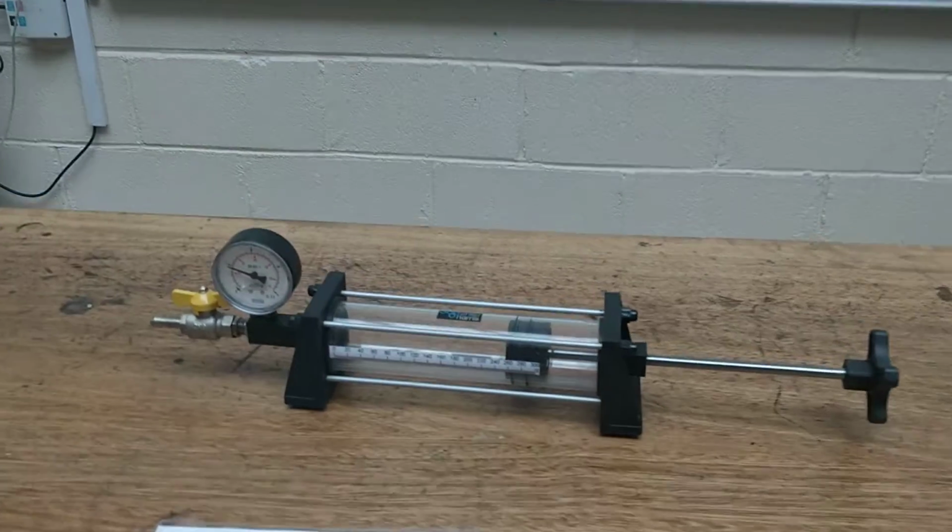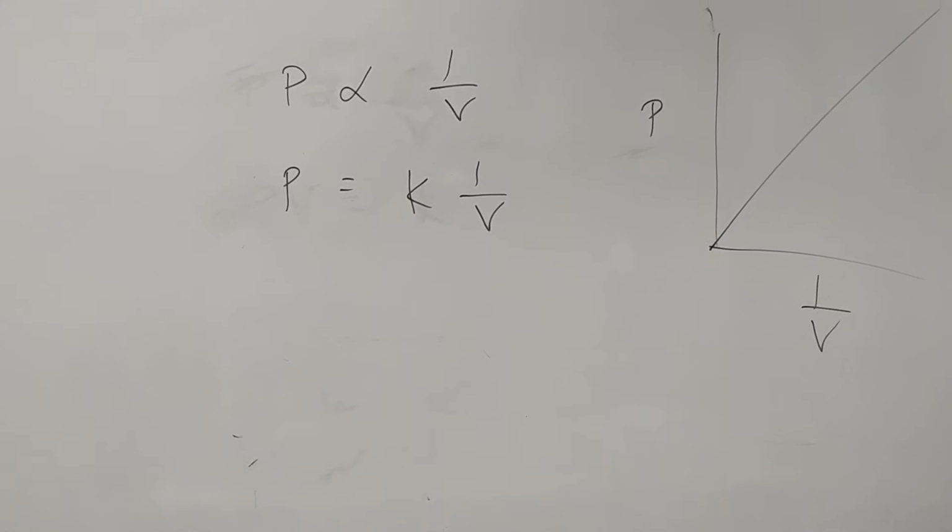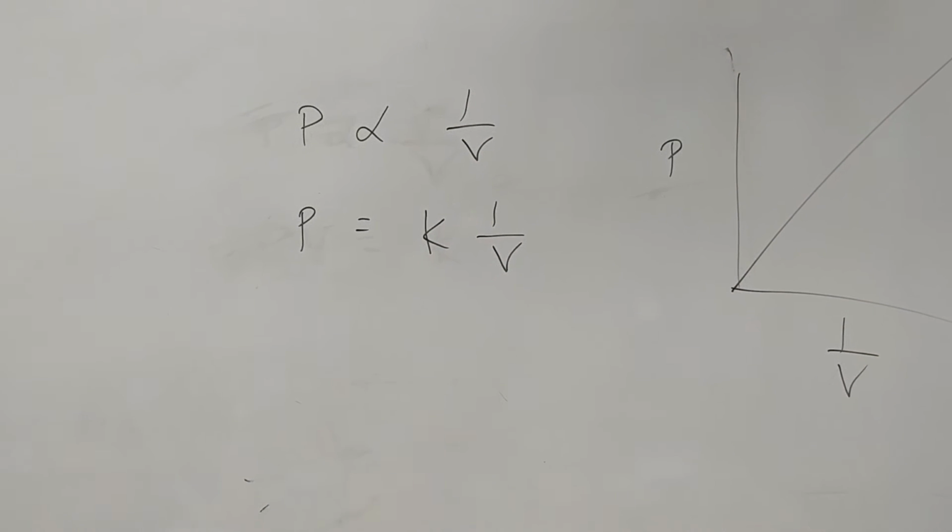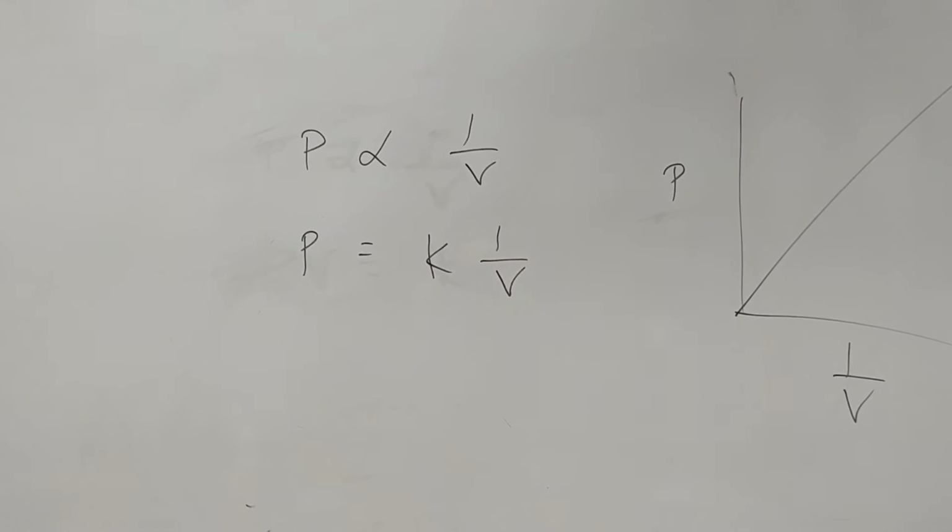To verify Boyle's Law, we use the Boyle's Law apparatus. Okay, so let's look at how it's set up. At constant temperature for a fixed mass of gas, pressure is inversely proportional to volume.